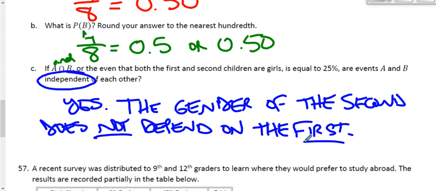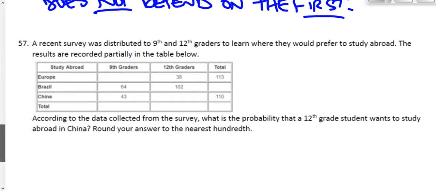There we go. All right, up next, question 57. This is a two-way table. Let's go ahead and take a look. Recent survey, 9th and 12th graders studying abroad. So the first thing we have to do is complete the table before we can really answer any questions. Now, it's fairly easy to complete the table. All you have to remember is that this total column just adds up the two previous columns.